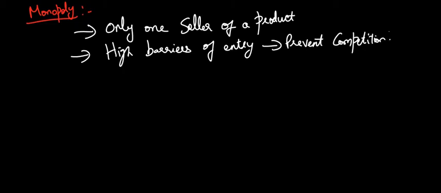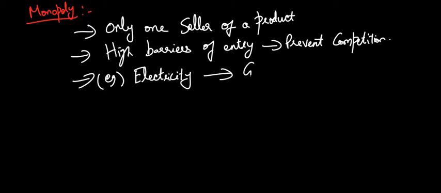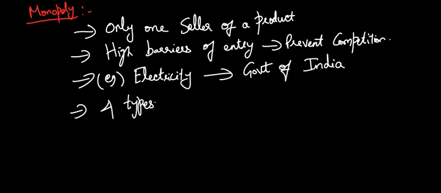And for example, electricity is generated only by the government of India as far as India is concerned, and there are no private electricity firms here in India. So the government has monopoly over the electricity services, and there are 4 types of monopolies basically.